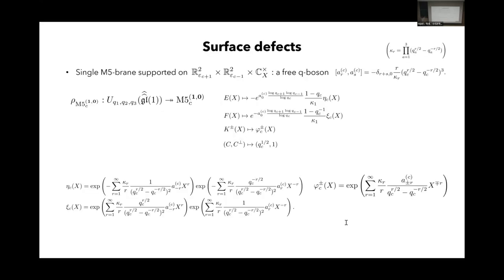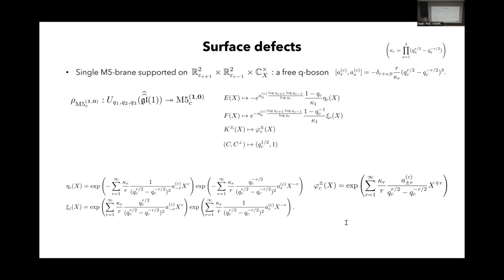Okay, let's turn now into surface defects. Well, if I can't reach some points, then I will just omit it because I think I can just deliver the contents that I can deliver. Yeah, we have done with the line defects, and let's get into the M5 branes giving surface defects.